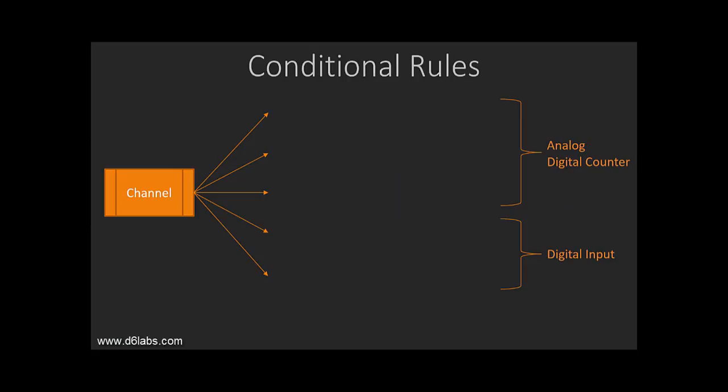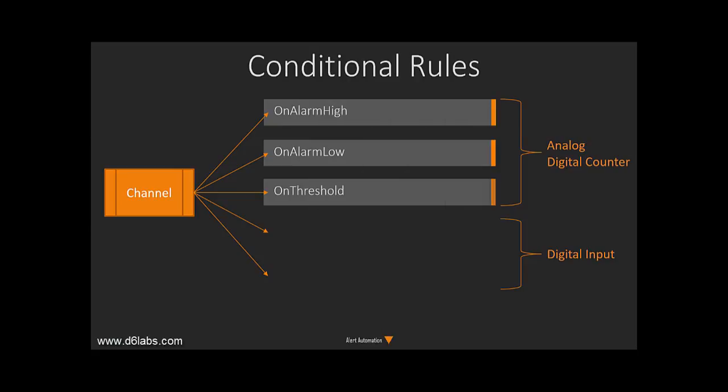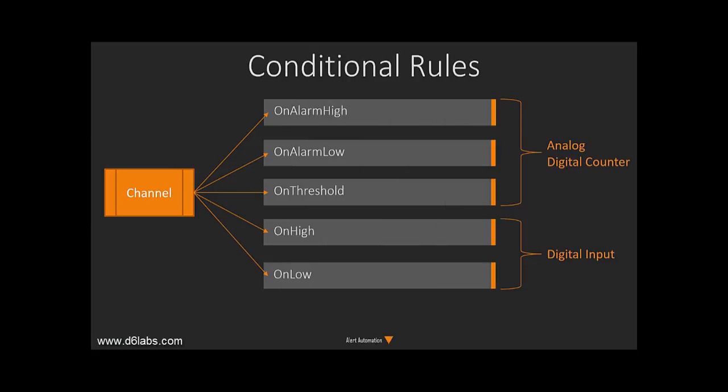The conditional rules define how the alert condition is evaluated and are different for analog and digital channels. For analog input channels, the alert conditions are on alarm high, on alarm low, and on threshold. And for digital input channels, they are on high and on low. On alarm low and on alarm high use the alarm thresholds configured in the device channel to determine whether an alert condition is met. Changing the alarm threshold in the channel definition changes the alert threshold as well.